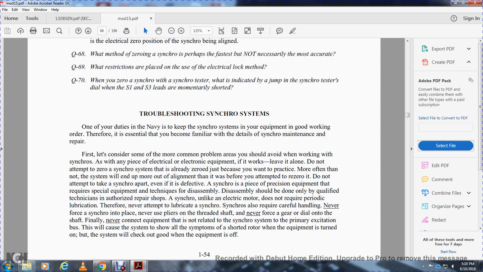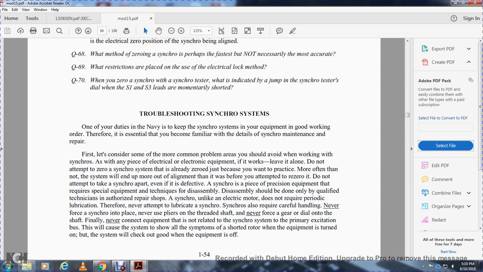All right, first let's consider some of the more common problems with synchros. As with any piece of electronic equipment, if they work, leave them alone. Do not attempt to re-zero the synchro system just because you want to for practice. More often than not, the system will end up more out of alignment than it was before. Do not attempt to take the synchro apart, even if defective. Synchros are precision equipment that require special equipment. Disassembly should be done only by qualified technicians at an authorized repair shop.